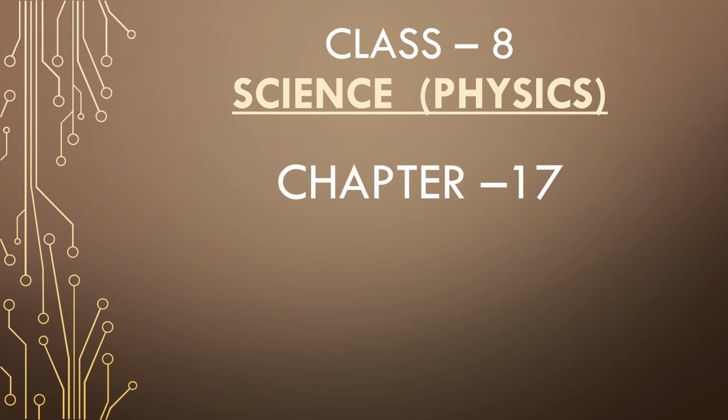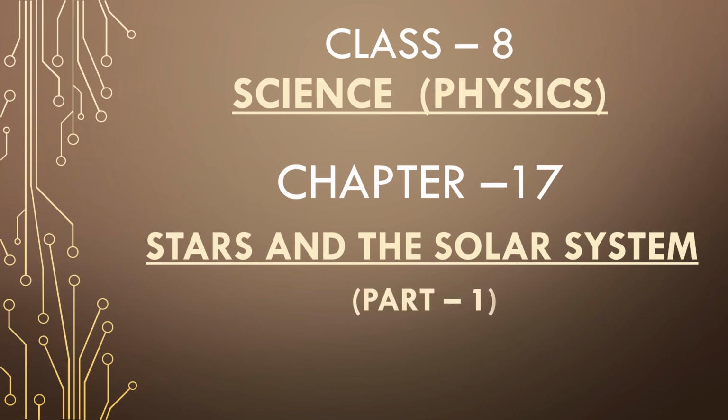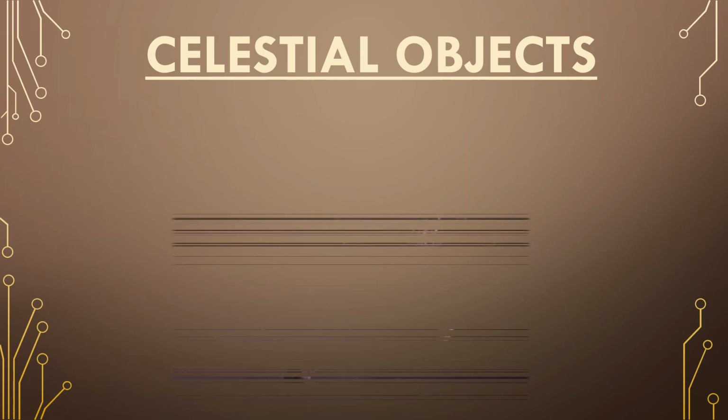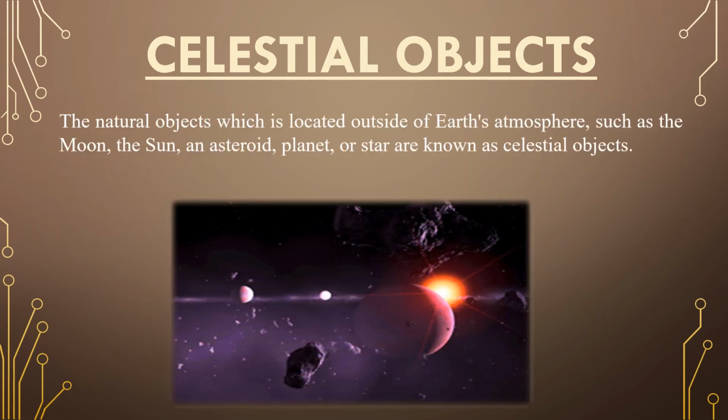Let's start the next chapter of physics, which is chapter number 17, Stars and the Solar System of your NCERT book. First of all, we should discuss celestial objects. The natural objects which are located outside the Earth's atmosphere, such as the moon, the sun, an asteroid, planet, or star, are known as celestial objects or celestial bodies, which means that the things which are present in the space are called celestial objects.